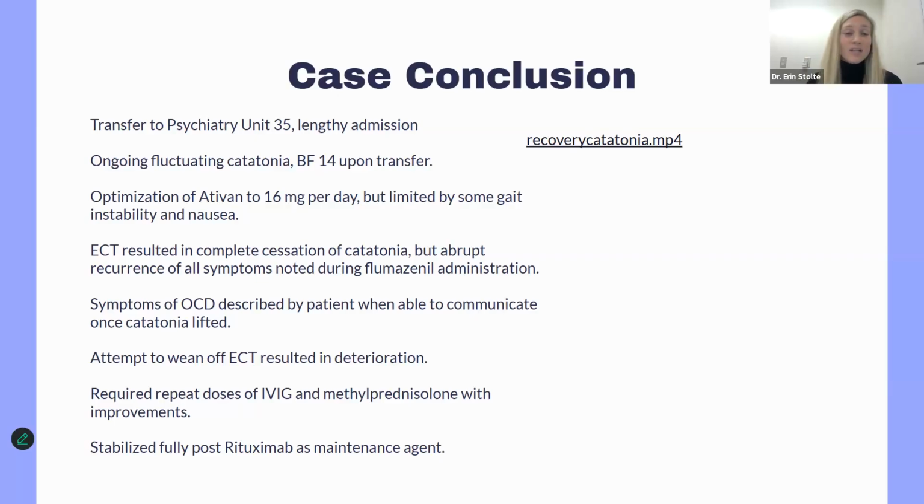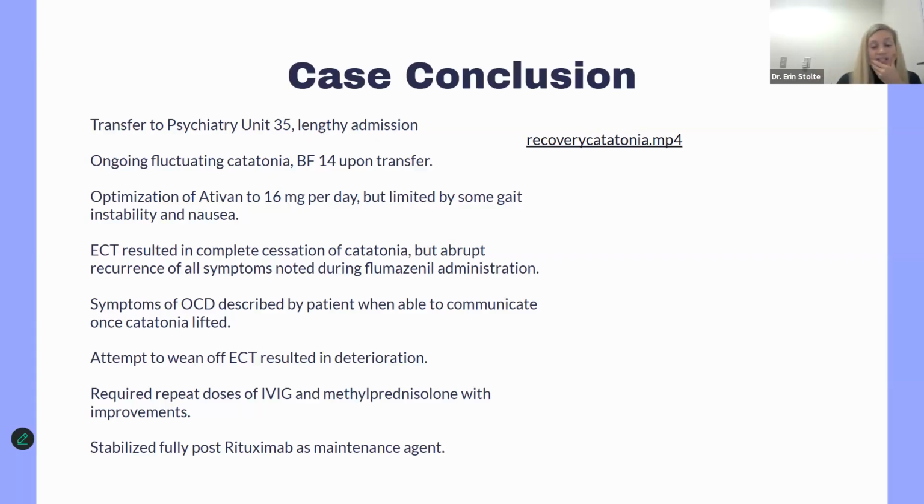which you can imagine would raise the comments such as, could this be behavioral? Could this be an act? But it certainly was not. This was moving outside of his control. We did optimize his Ativan first, up to 16 milligrams per day, but he was having some nausea at that dose and some gait instability and was still continuing to have catatonic symptoms.